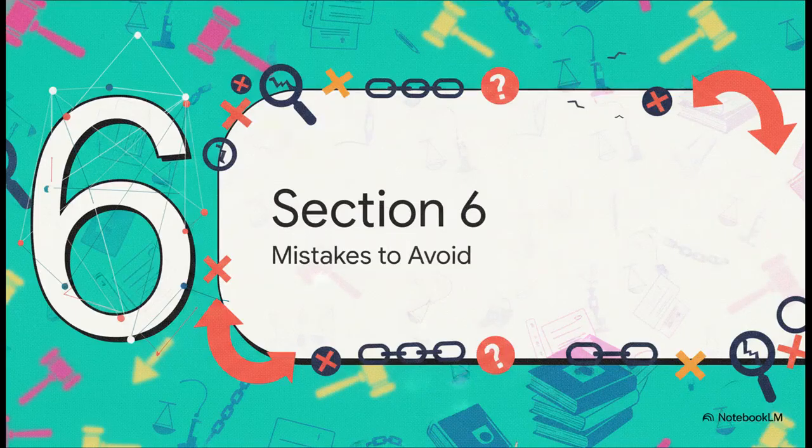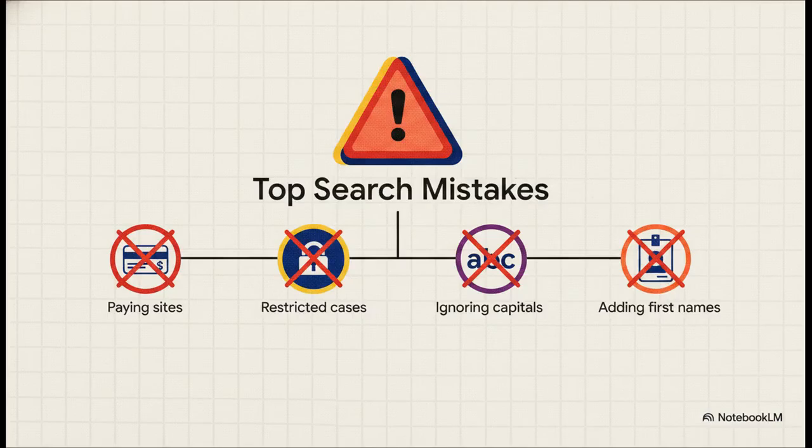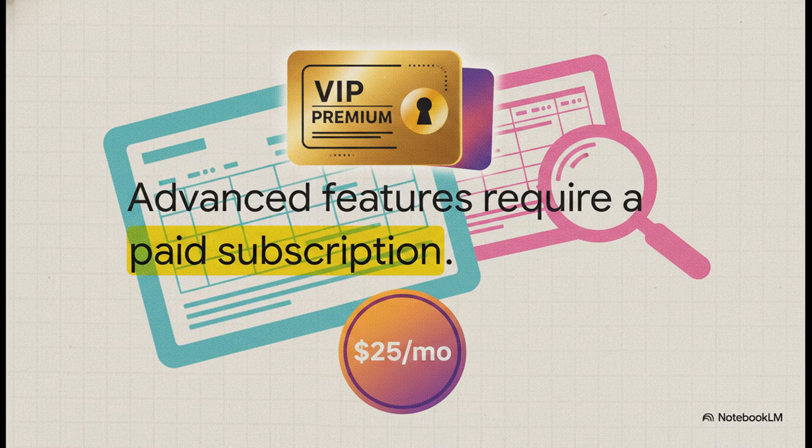Section 6. Common mistakes to avoid. The absolute biggest mistakes folks make: paying unofficial third-party sites for free data, expecting to read up on restricted confidential cases, ignoring those crucial capital letter rules for case IDs, and mistakenly adding first names when hunting for appellate court dockets. Sidestep these errors and your success rate goes way up. One quick distinction to make before we wrap up. Basic searches and docket views are totally free. But if you need advanced tracking, stuff like case schedules, judgment indexes, lien indexes, and exhibit lists, that requires registering as a user and paying a $25 per month subscription fee.